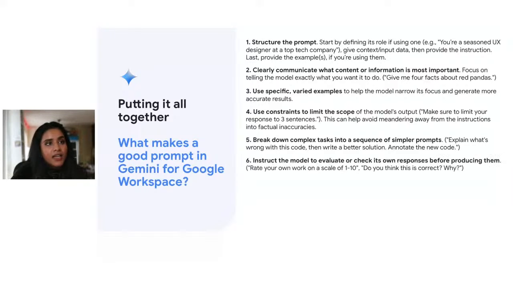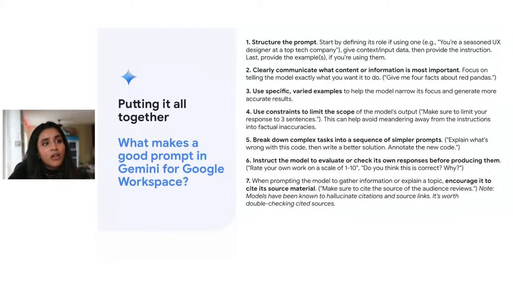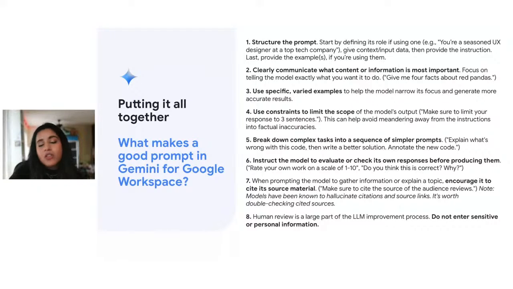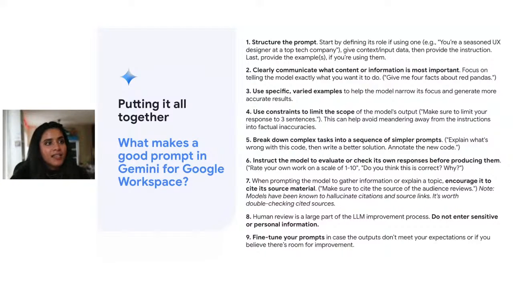You can instruct the model to evaluate or check its own responses. If you go back to previous slides, we talked about self-learning, where we said, are you sure? So you can ask the model, is this correct? And then last but not least, you can encourage the model to gather information, explain a topic or cite a resource. Human review is a large part of the LLM process, so please do not enter sensitive or personal information that you wouldn't want a human reviewer to view. However, enterprise models are protected by enterprise-grade security, so Gemini for Google Workspace will never train on your data, and your session remains private in your own tenant boundaries, and Google will never cross that tenant boundary.